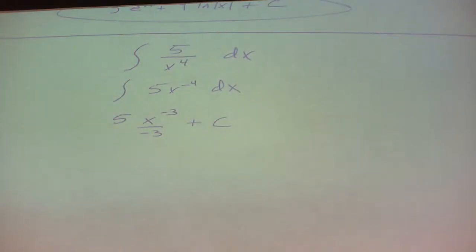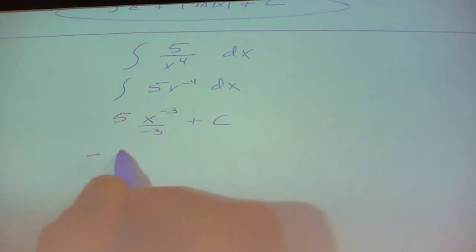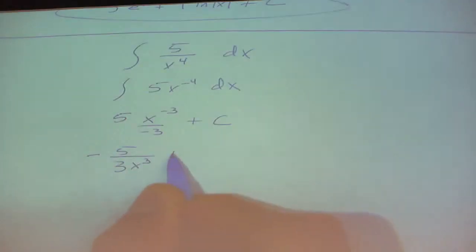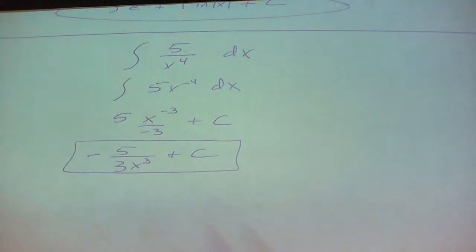And if you need your calculator, negative 4 plus 1 is negative 3. Add 1, divide by it. And you know that I always like to rewrite it to make it simpler. So I would put negative 5 over 3, x to the third, positive 3 on the bottom. That, to me, is a final answer. They're both correct. But the last one's simplified. I like that one better. But they are both correct.